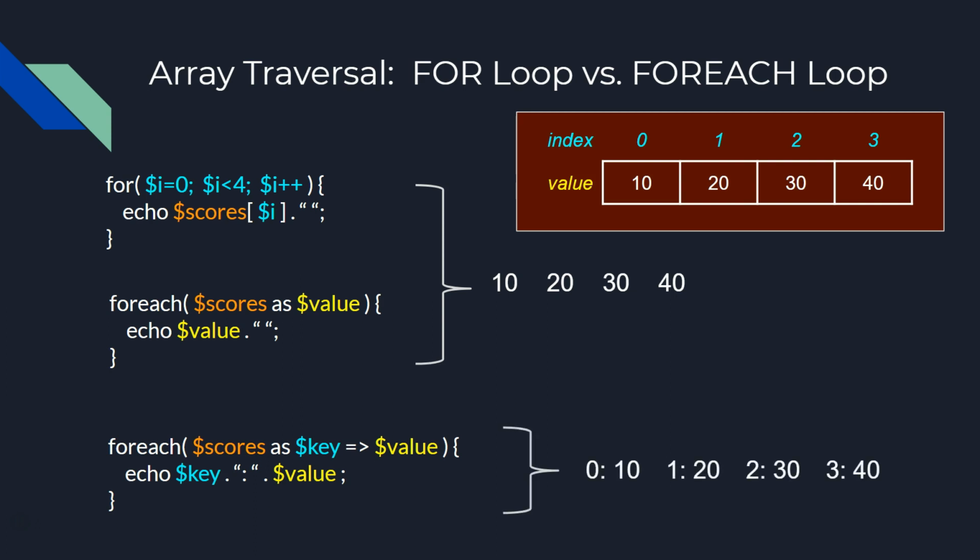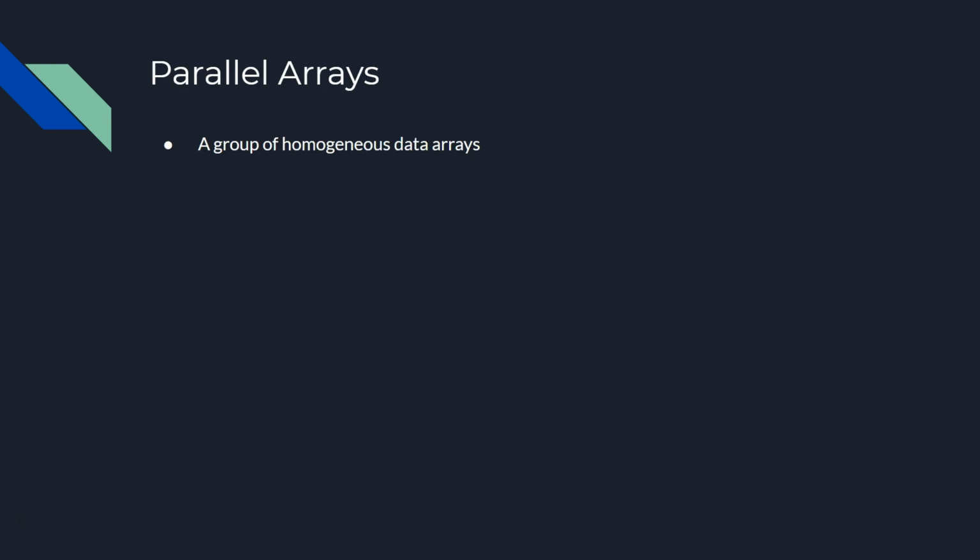So very handy. Parallel arrays are usually a group of homogeneous data arrays, and this is very useful when you are dealing with statically typed languages, things like Java, C, C++, C#. Because you cannot contain more than one type of data in the same array, you will end up using parallel arrays. And all the arrays have the same number of elements.